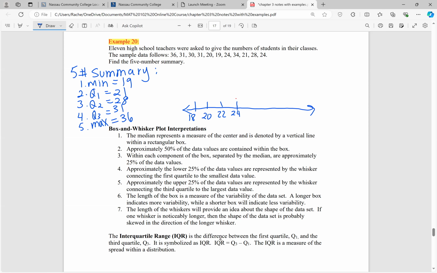22, 24, 26, 28, 30, 32. Make this a little bit longer, this number line. 34, and then 36. So we at least span the min to the max.